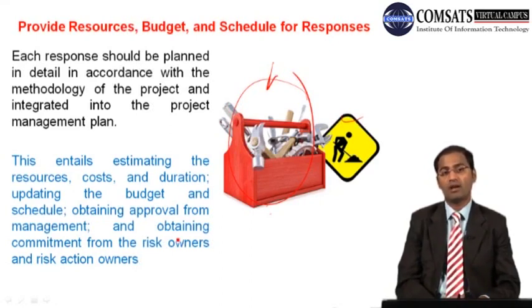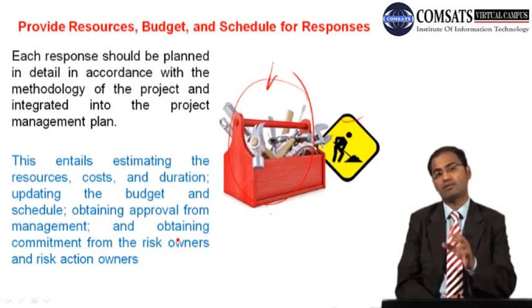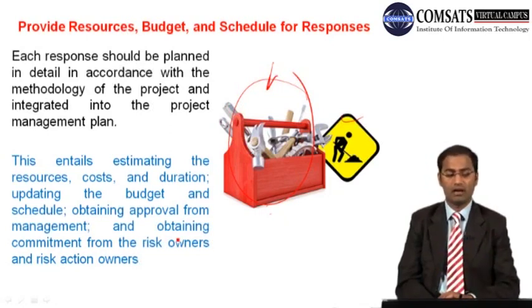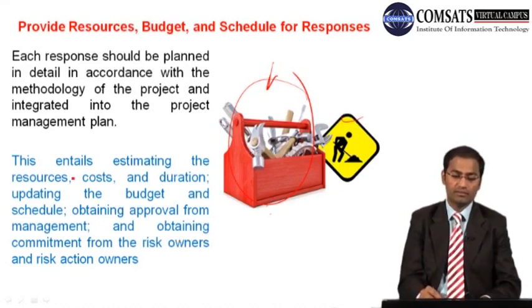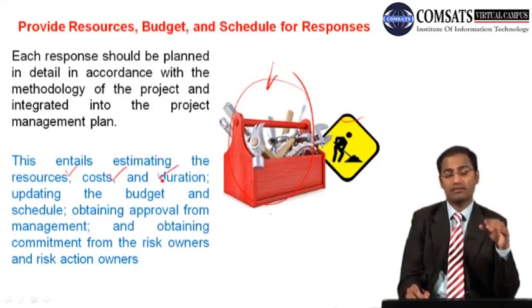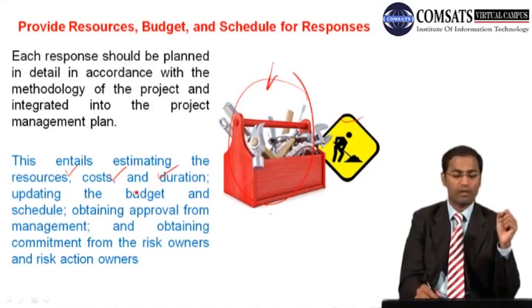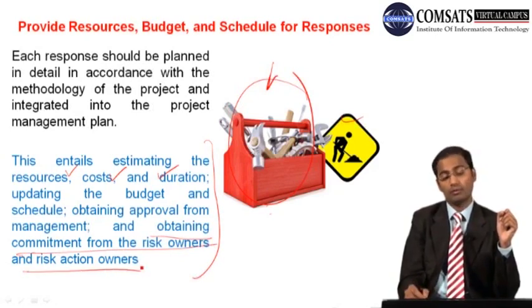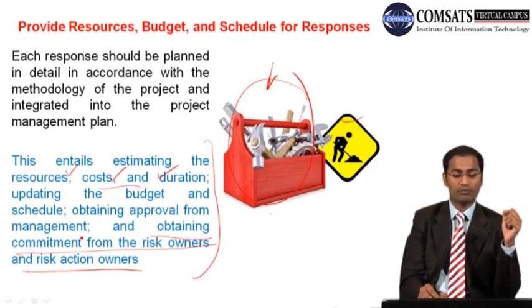If I'm giving this to Miss X, Miss X will have X, Y, Z, and ABC resources available with her as well. So this entails estimating the resources, similar to the exercise we did earlier in the time management part, the cost management part, and the duration, the activity duration estimate, of project management. Then updating the budget and schedule, obtaining approval from the management, and obtaining commitment from the risk owners and risk action owners. These are the steps you follow, but before you can obtain the commitment, you should have committed some resources after the approval of the management, so that then you can ask about the effectiveness of their responses.